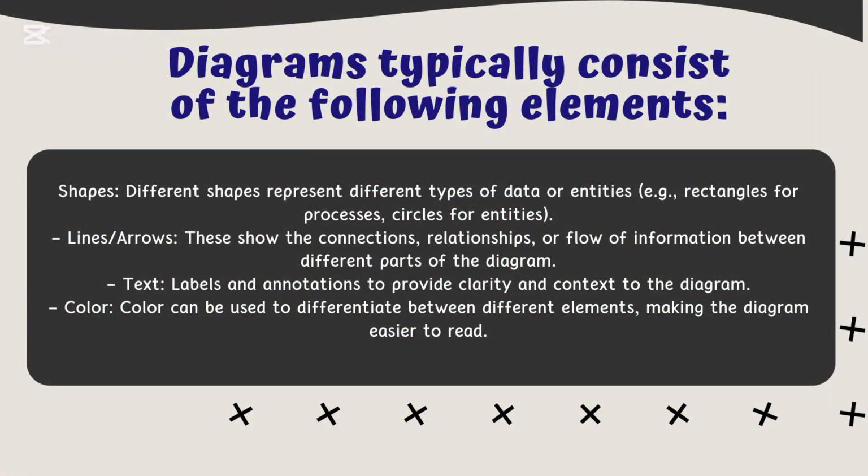Diagrams typically consist of the following elements. For shapes, different shapes represent different types of data or entities. For lines or arrows, these show connections, relationships, or the flow of information between different parts of the diagram. For text, labels and annotations provide clarity and context to the diagram. For color, color can be used to differentiate between different elements, making the diagram easier to read.